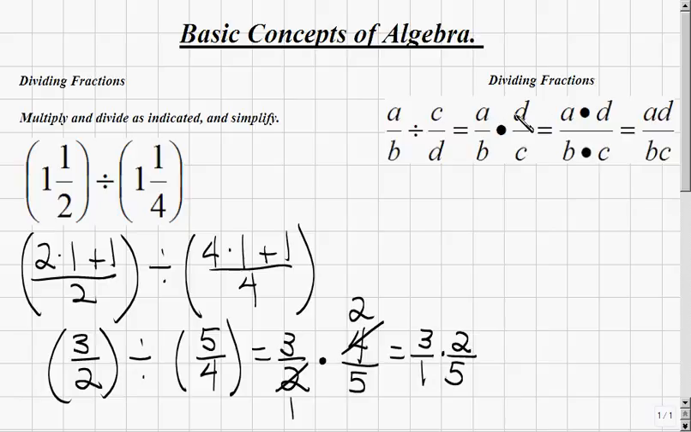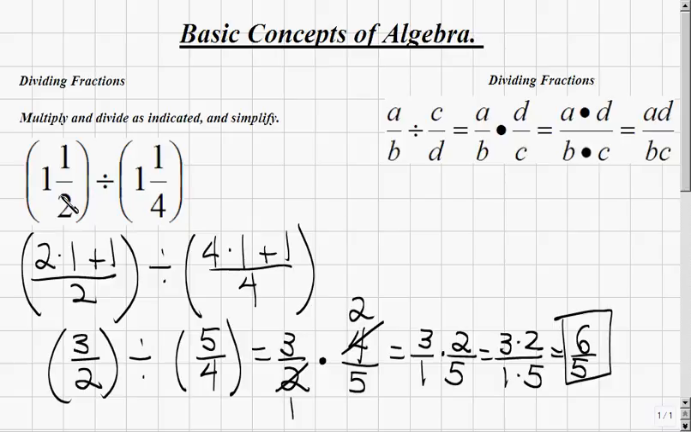Next, to multiply fractions, we'll multiply the numerators and the denominators. So we get (3 times 2) over (1 times 5). Multiplying these out, we'll get 6/5. As an improper fraction, our answer is 6/5.